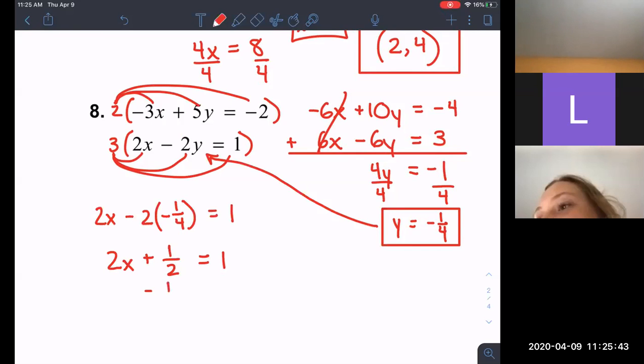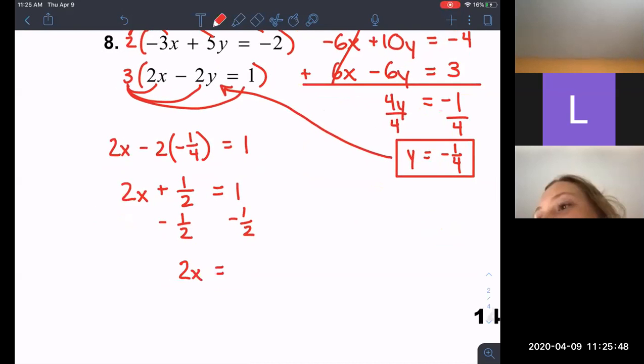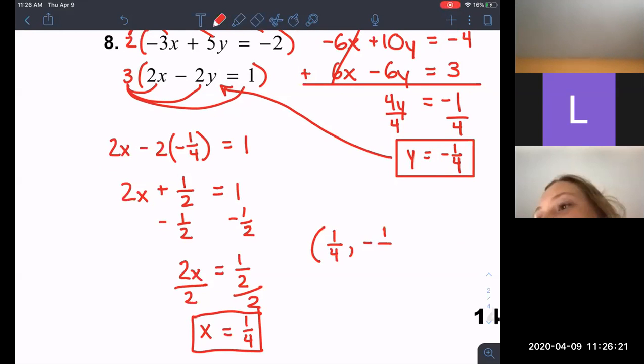Okay, so we got to subtract 1/2 from both sides. Bring down the 2x. 1 minus 1/2 is 1/2. And then we divide both sides by 2. So be very careful on the calculator. You do need to put 1/2 in parentheses, just like always. 1/2 divided by 2 gives me 0.25. Math, enter, enter, gives me 1/4. So x equals positive 1/4. Okay, so that means our answer is 1/4, comma, negative 1/4.